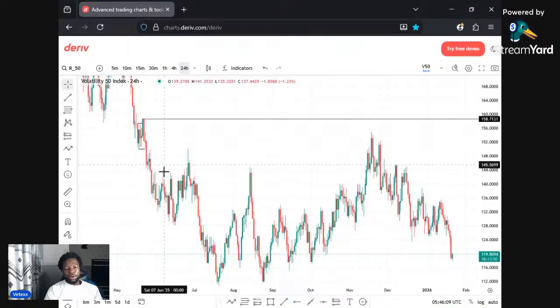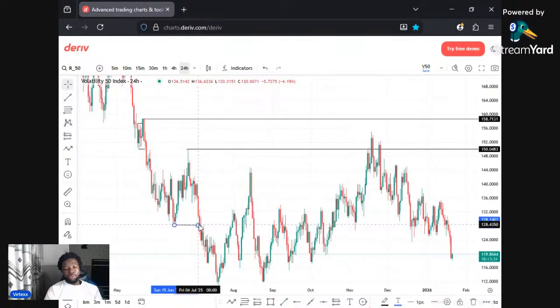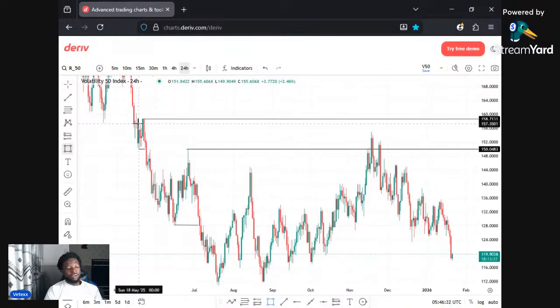Price retraced back 50% to give us our structural liquidity, which is this. Then price retraced back again to take out the newly created low, giving us our second break of structure, which is this. Now this becomes our A plus continuation, our A plus directional bias on the daily time frame.